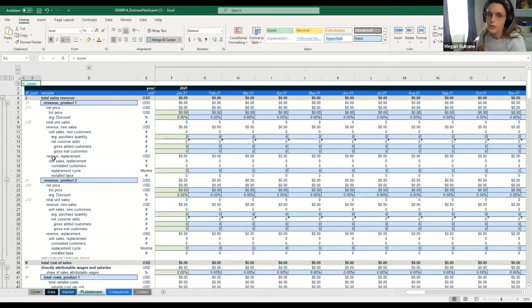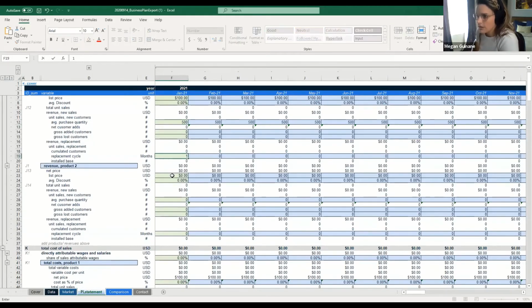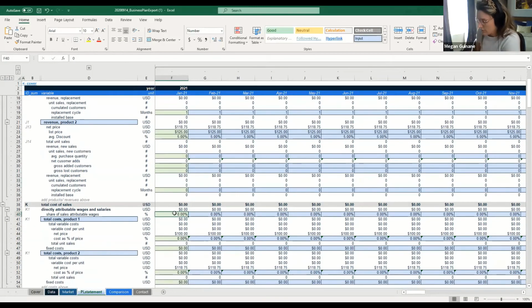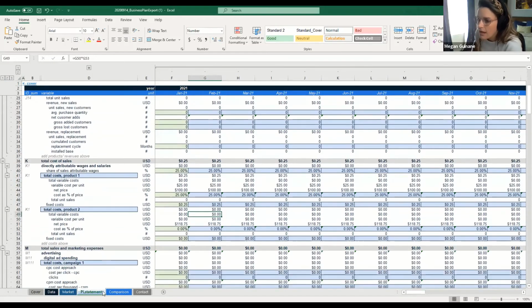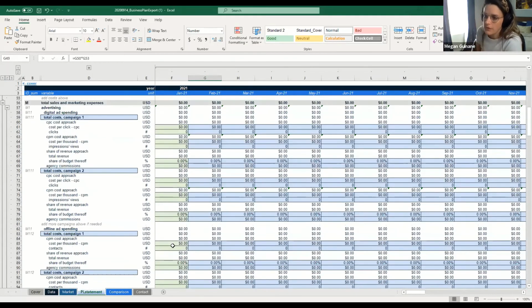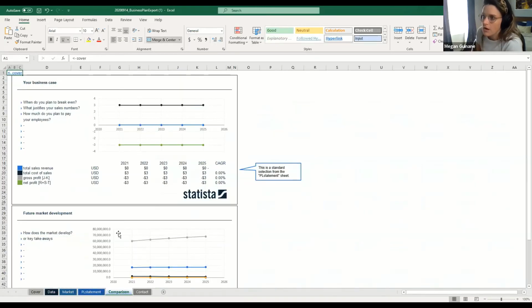So any green cell is where you would input your numbers, and any of these blue cells are just calculations based on the green cells. So I'm just going to plug in a bunch of meaningless numbers just so we can have something populated on the other page. And then so after you've input everything in here, the last page is your comparison tools.